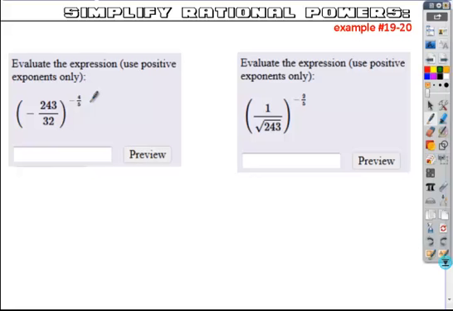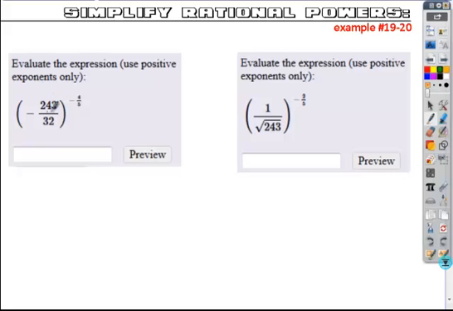I'll go through each of these and I'll show both methods. Again, you need to pick whichever one is the most comfortable for you. All right, the first method I'm going to choose is to take any number that I see as a perfect power and rewrite it in exponential form with a smaller base.